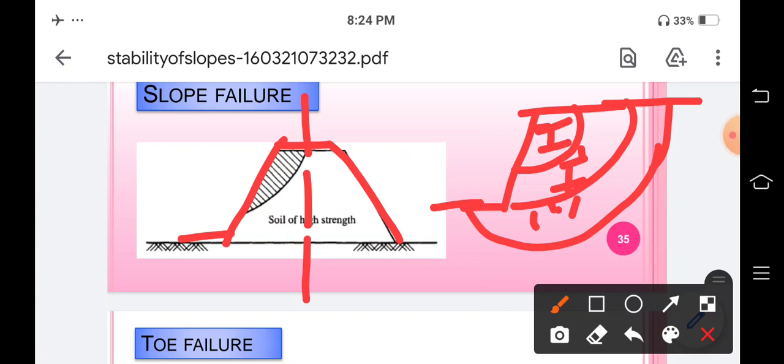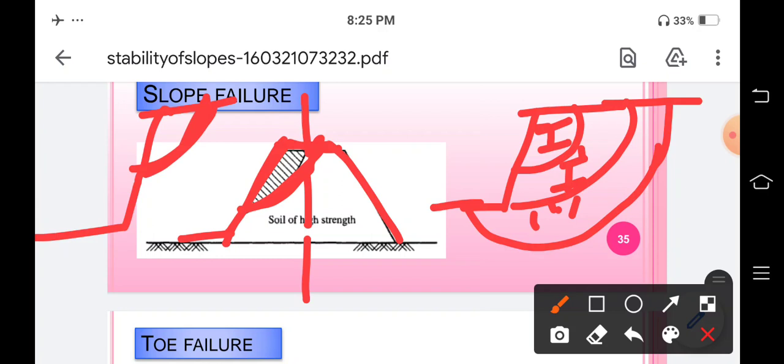Okay, so this is called a phase failure. It is passing from phase to phase. Suppose this is your one phase and this is your another phase. This is passing from phase to phase. That is called a phase failure or slope failure.